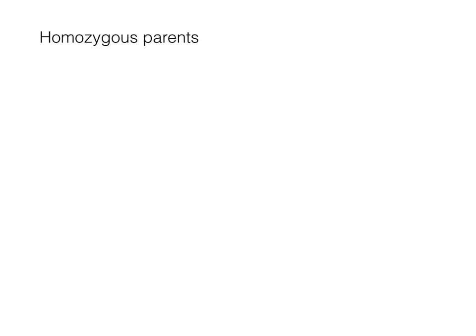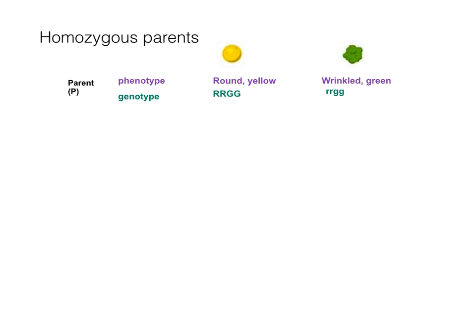So when you do a dihybrid cross, the first step is to write the phenotype and genotype of the parents. So the phenotype will be round yellow and wrinkled green. Because they are homozygous, the genotype will be capital R, capital R, capital G, capital G, and small r, small r, small g, small g. The next step is to write the alleles in the gametes. So you have capital R, capital G in one gamete, capital R, capital G in another gamete, small r, small g in two other gametes.